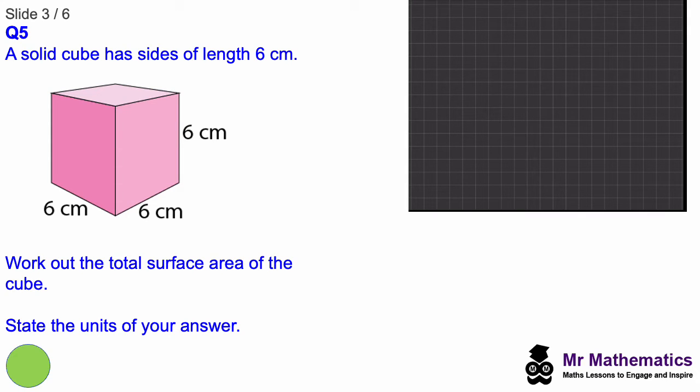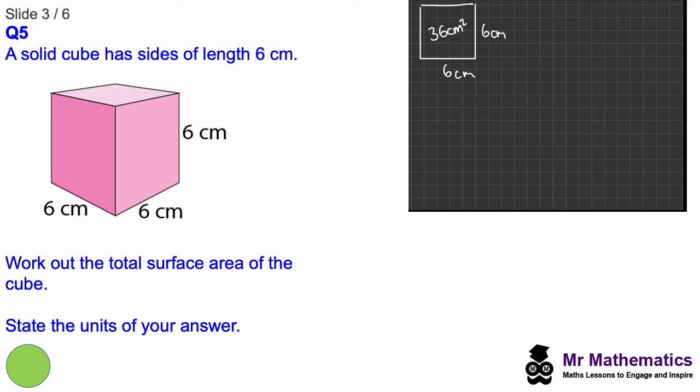So we've been asked to work out the total surface area of a cube. So we're going to work out the area of one face, and each face is a square because it's a cube. And this is a 6 by 6 centimeter square. So the area of one face will be 6 times 6, 36 centimeters squared.